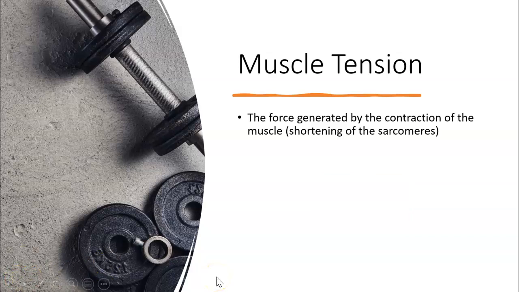So we know from the previous lecture videos that to move an object, which is referred to as a load, the sarcomeres in the muscle fibers of the skeletal muscle must shorten. And this force that's generated by the contraction or the shortening of the sarcomere is called muscle tension. However, muscle tension is also generated when the muscle is contracting against a load that doesn't actually move, resulting in two main types of skeletal muscle contractions: isotonic contractions and isometric contractions.